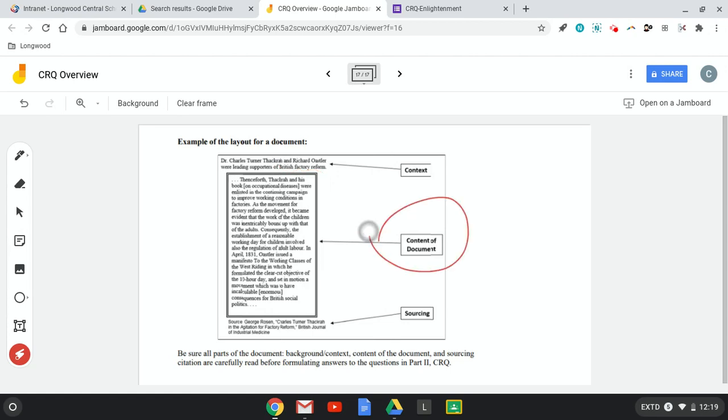Okay, then you have the content of the document, right? What the document actually is. And then at the bottom, very important for our second question, is sourcing. Okay, this is where you're going to look to see, like, okay, is this a primary source? Is it a secondary source? Who's the audience? What's the purpose of this, right? In this case, it says source is from George Rosen. It's a book, Charles Turner Thackrah and the Agitation of the Factory Reform, British Journal of Industrial Medicine.